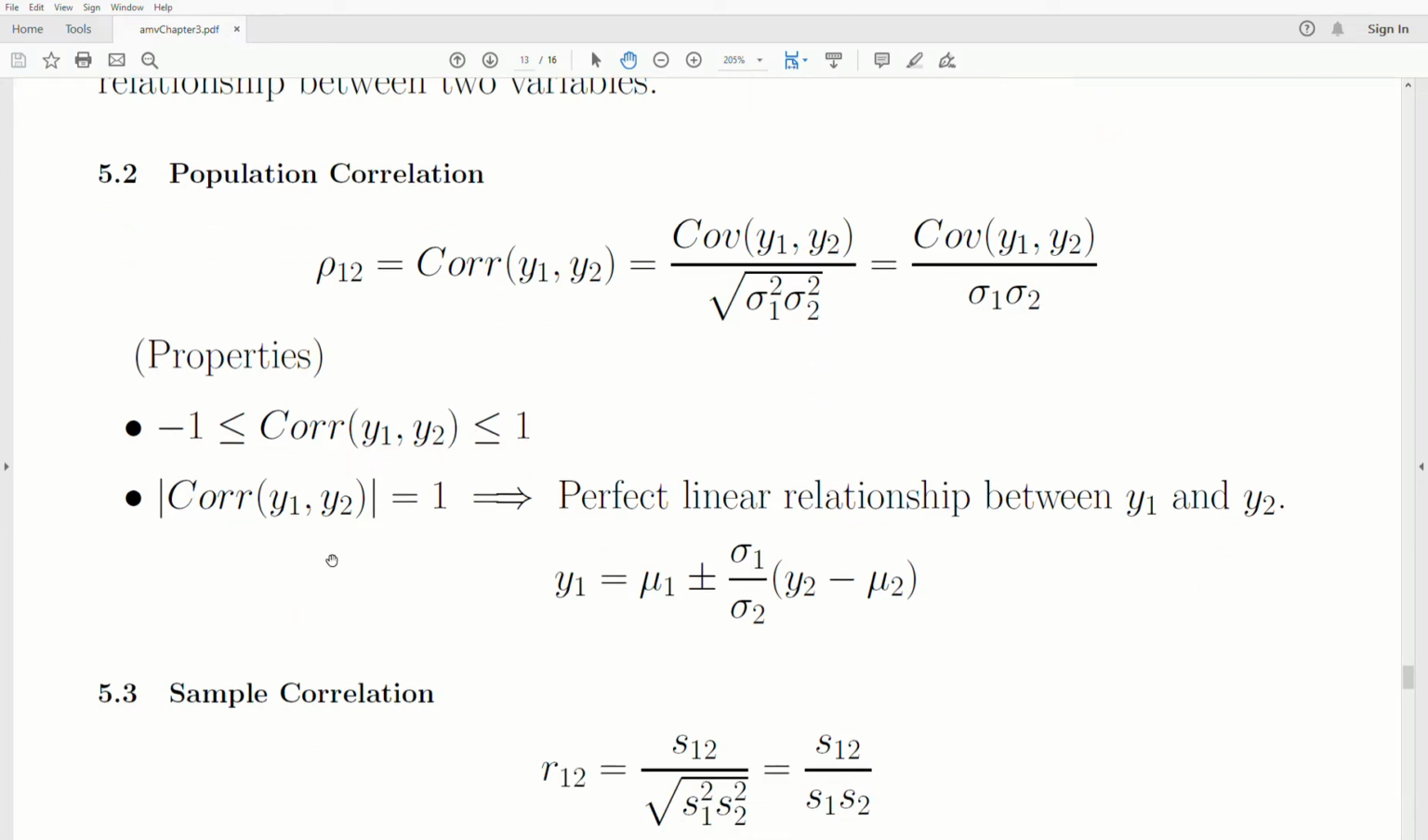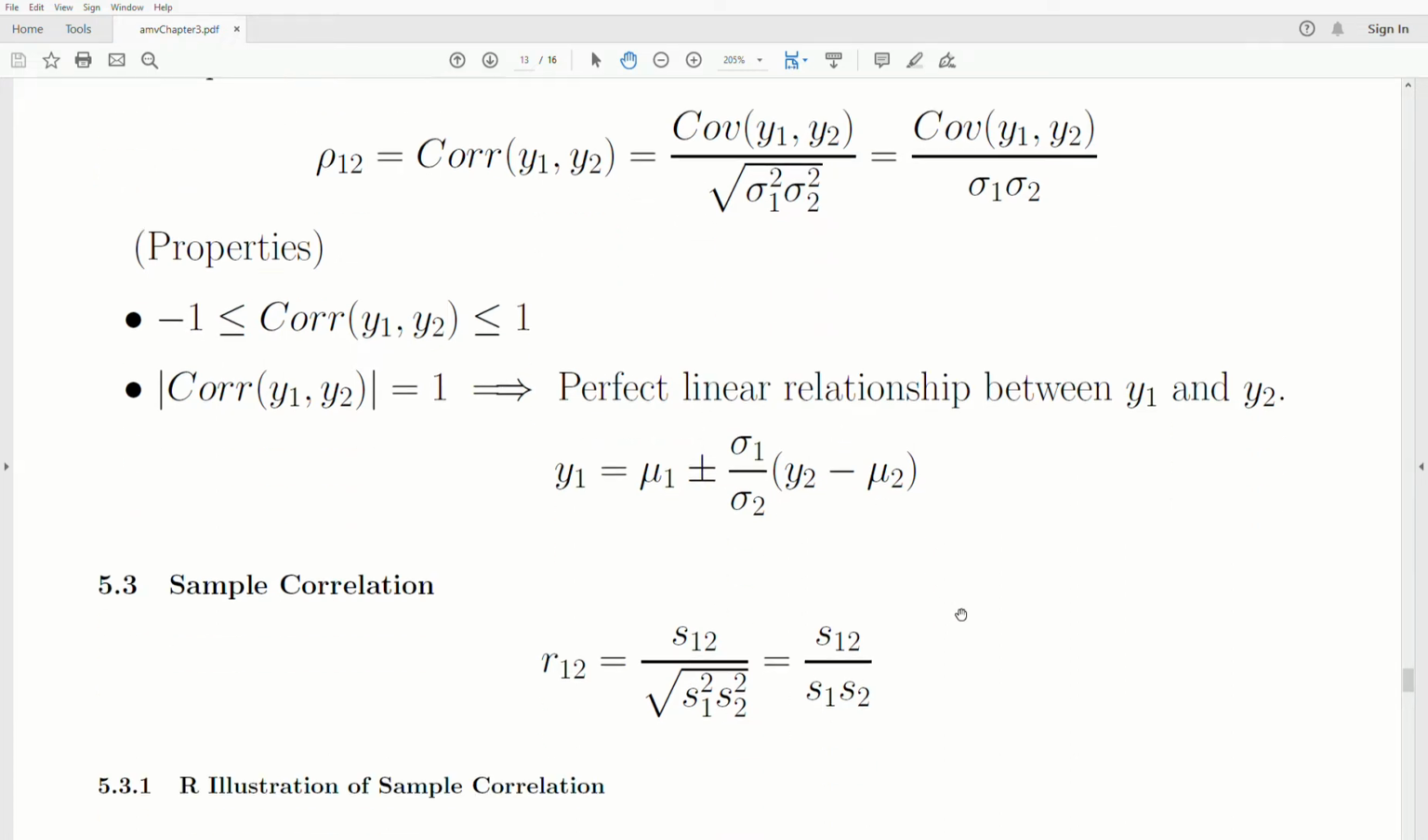And we can also show that if the absolute value of correlation is 1, so that means if correlation is 1 or minus 1, this implies a perfect linear relationship between y1 and y2 using this formula. And this is the formula of a line. If it's 1, it's plus. If it's minus 1, it's minus here. But this is the formula.